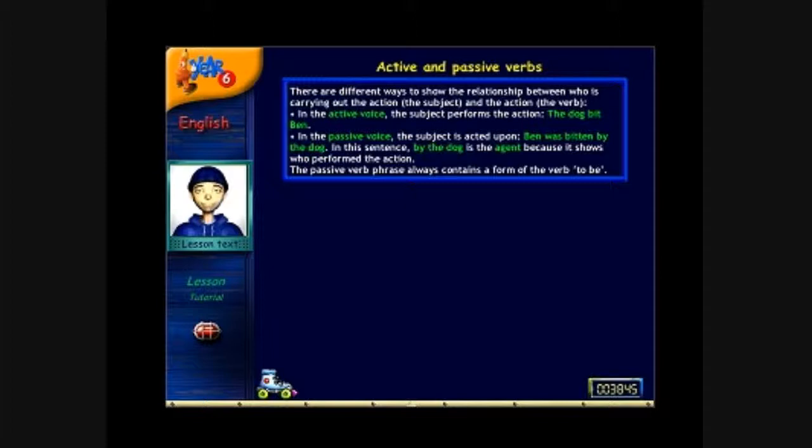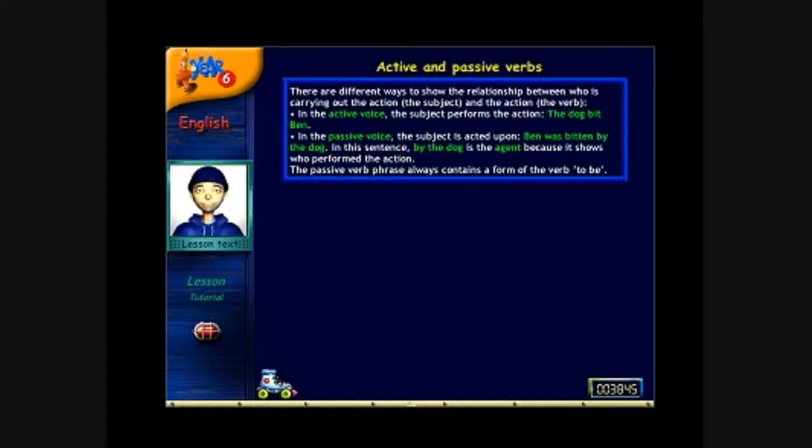There are different ways to show the relationship between who is carrying out the action, the subject, and the action, the verb. The dog bit Ben. Active voice, the subject performs the action. Dog's the subject. No, Ben's the subject. The dog bit Ben. Ben's the subject.